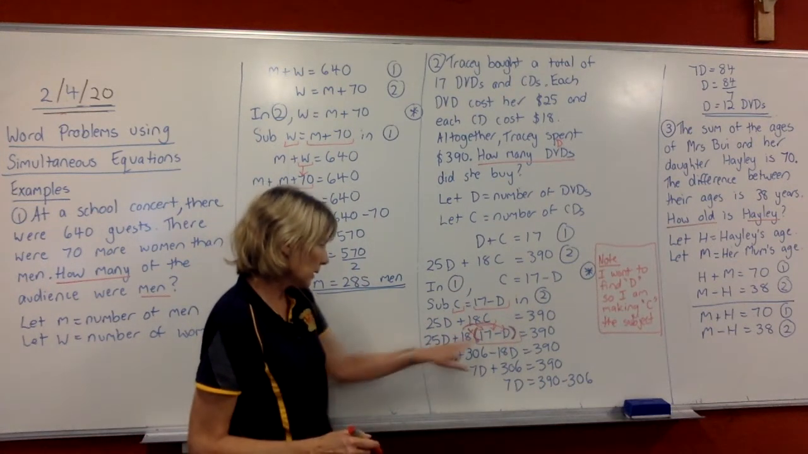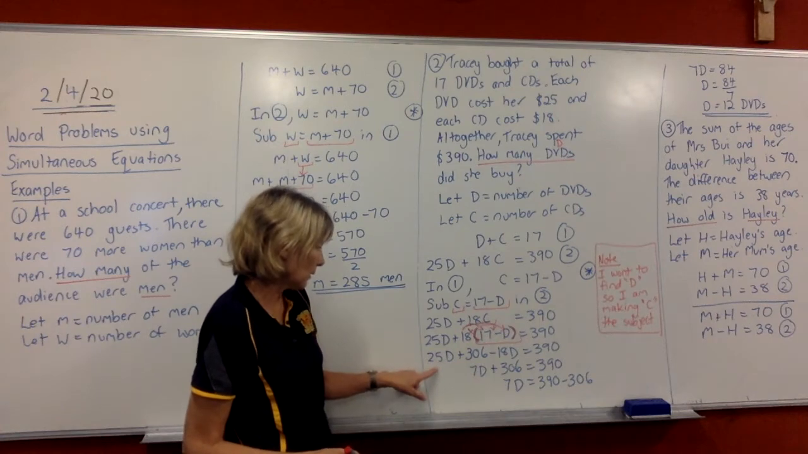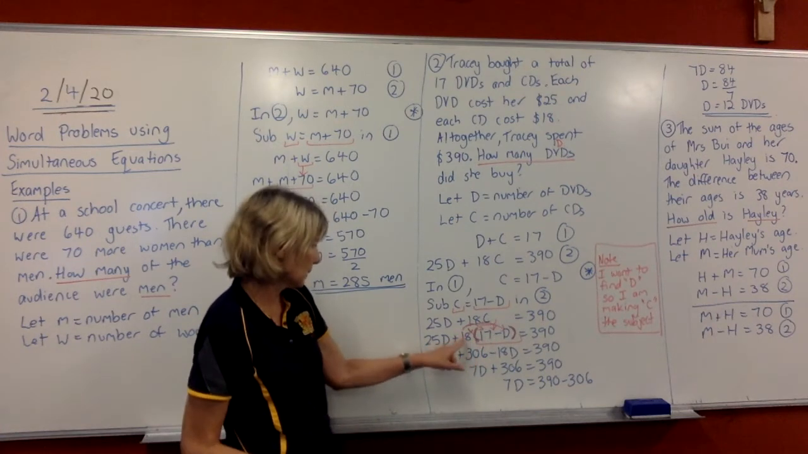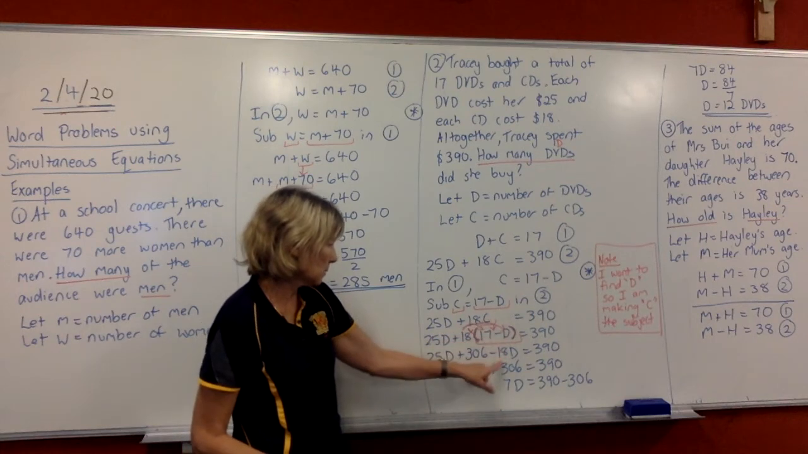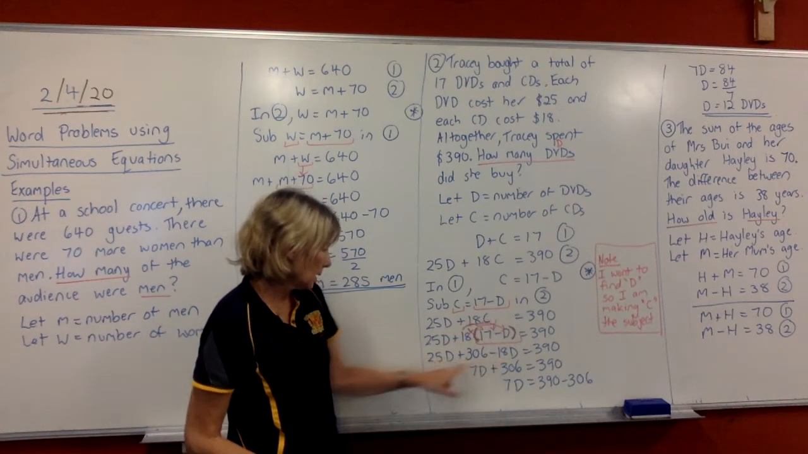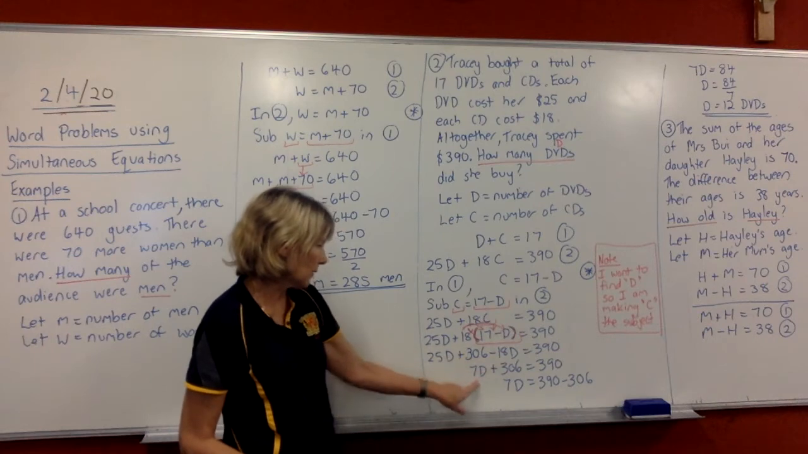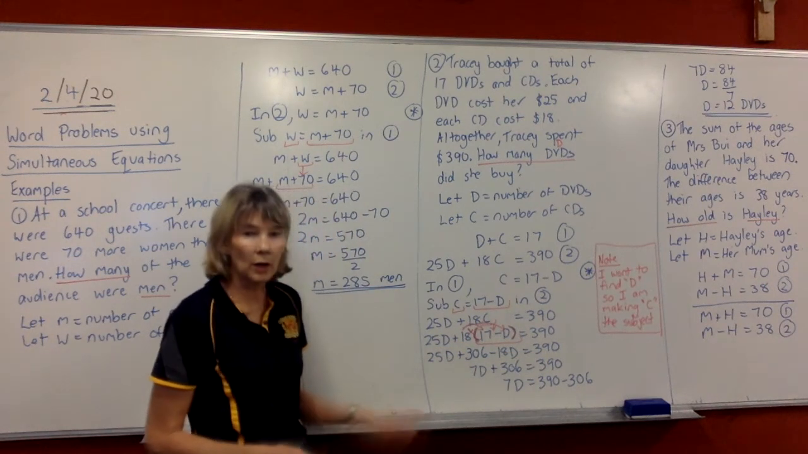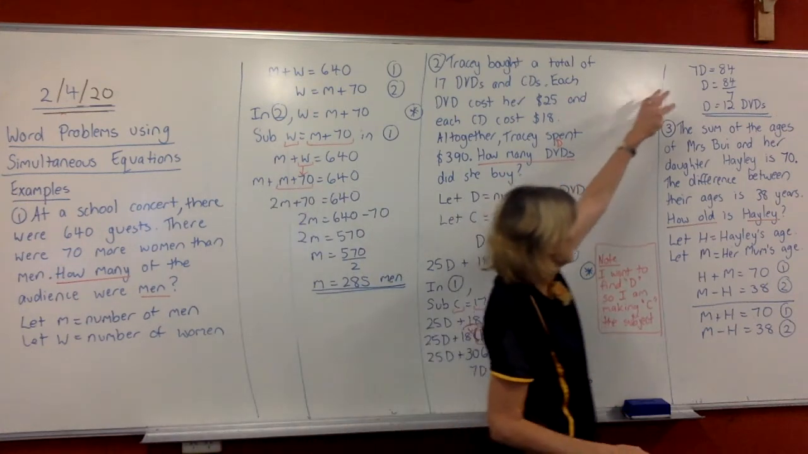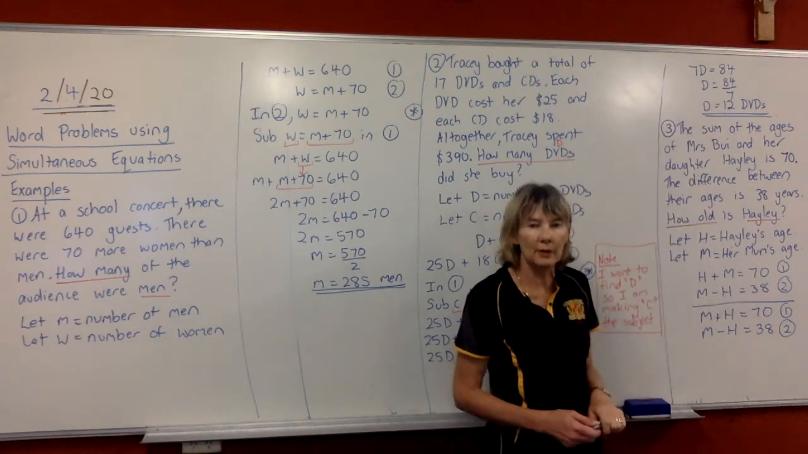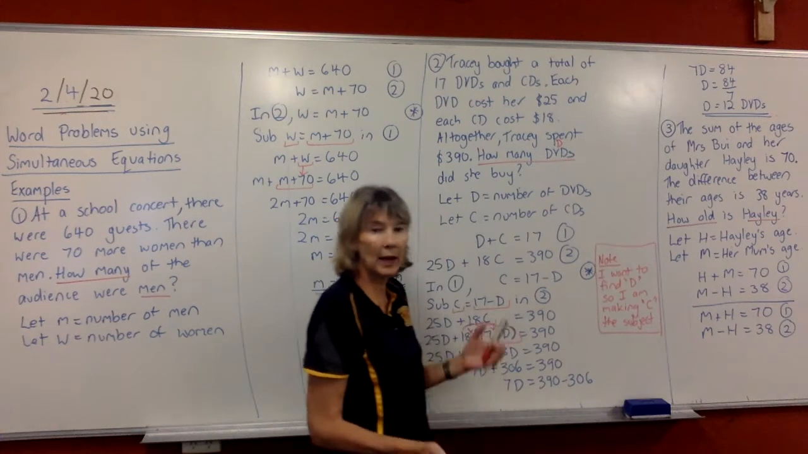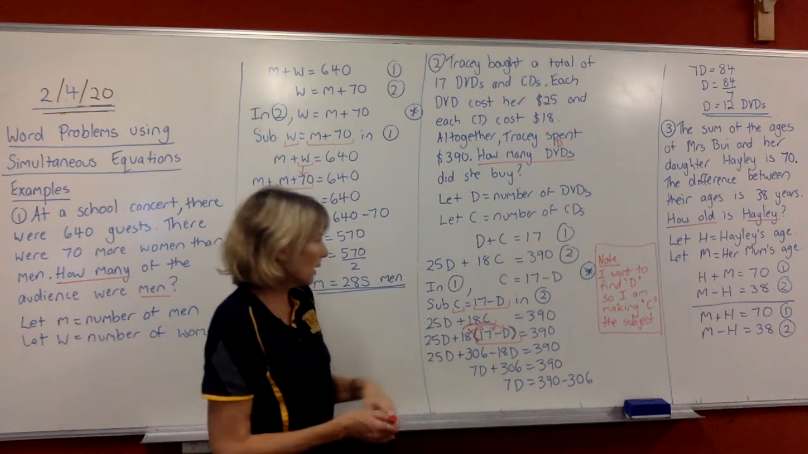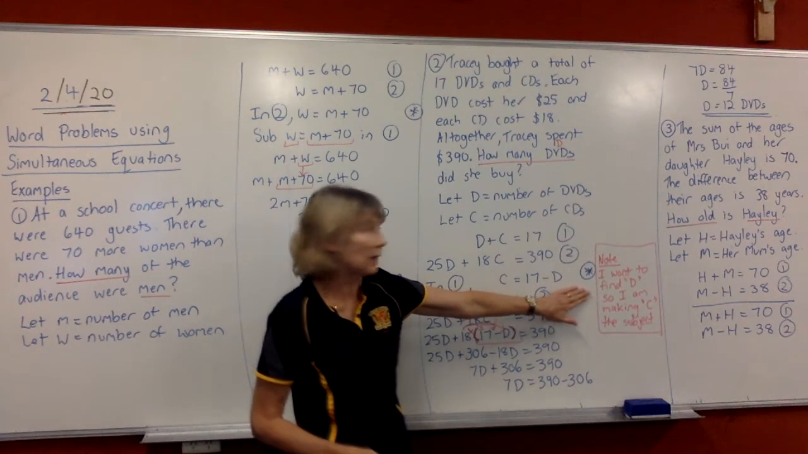So then when we get to expanding the brackets, we're going to get 25D plus, this gives you 306, and 18 times minus D is minus 18D. Collect your like terms, and we have 7D plus 306 equals 390. And if you go through and solve it right to the end, you end up with 12 DVDs. So we haven't had to go back in and find the C that they didn't want anyway, and that will work if you do what I said here.